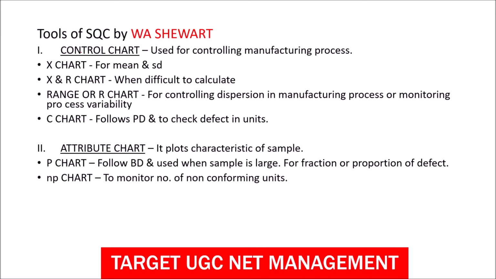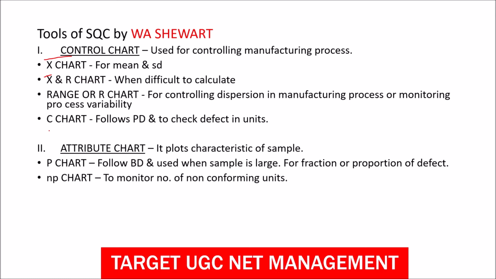So there are two types of charts under statistical quality control given by Walter Shewhart. One is the control chart, second is the attribute chart. Control chart is used for controlling manufacturing process. X bar chart is for mean and standard deviations. In this, mean and standard deviation methods are used. X bar chart and R chart are used when it is difficult to calculate. Range chart or R chart is for controlling dispersion in manufacturing processes or monitoring process variability.